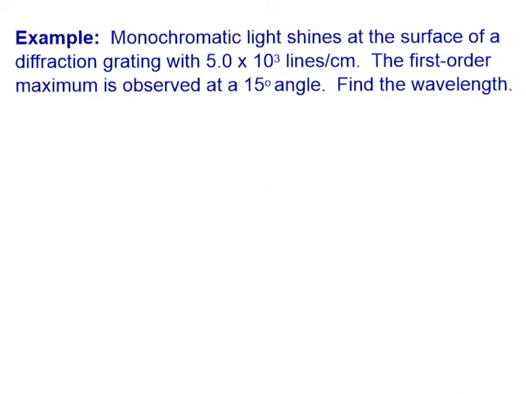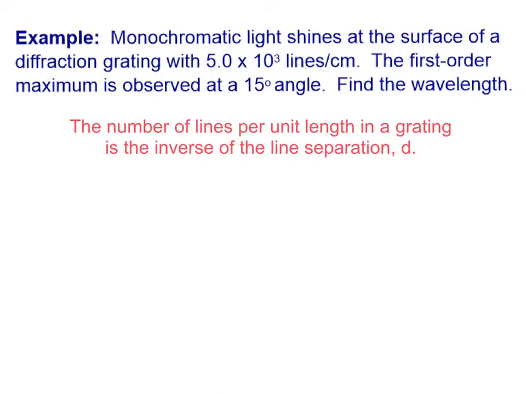Let's do a sample problem together. Let's say we have a monochromatic light source shining at the surface of a diffraction grating with 5.0 times 10 to the third lines per centimeter. The first order maximum is observed at a 15-degree angle. Find the wavelength.